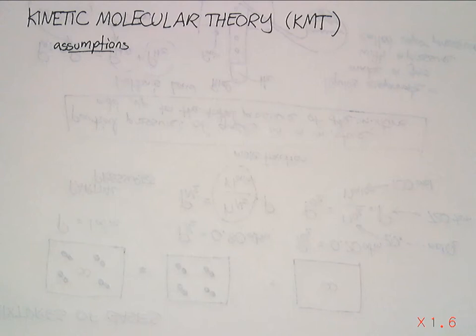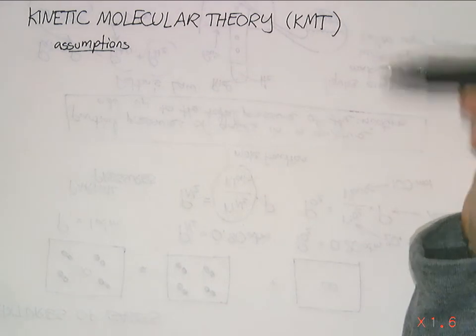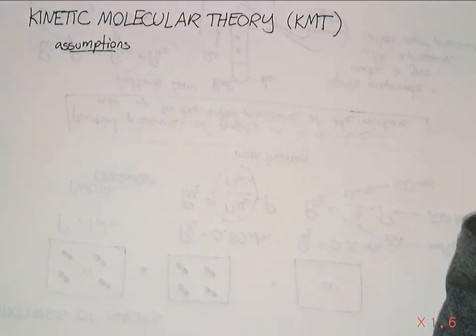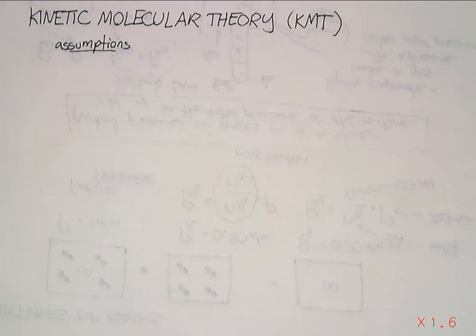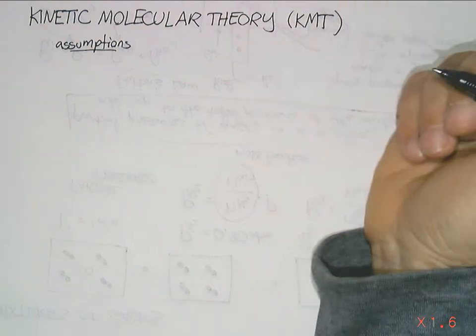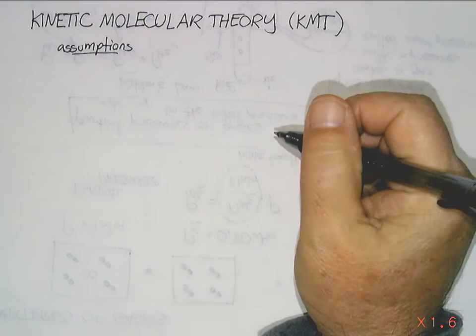When we started this chapter, we introduced the kinetic molecular theory. It's a theory that says that you can explain the behavior of gases, the properties of gases, things like gas pressure. And you can also explain the gas laws in terms of motions of the molecules. We assume that a gas consists of a lot of very tiny particles that are in constant random motion.